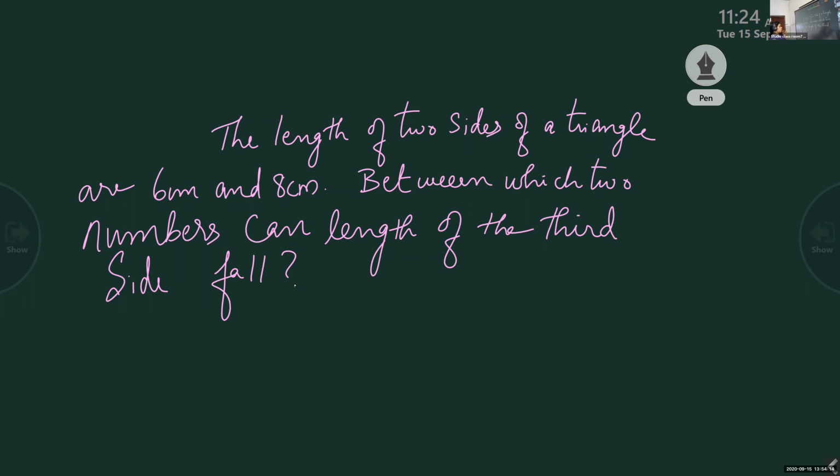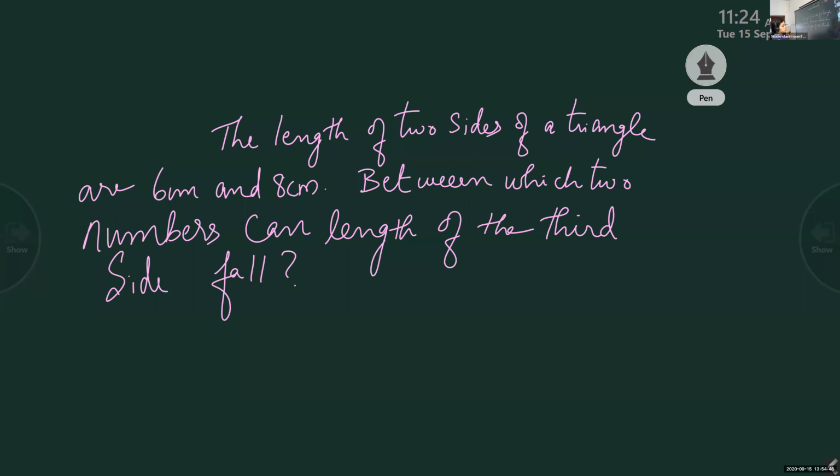The length of two sides of a triangle are 6 centimeter and 8 centimeter. Between which two numbers can the length of the third side fall? What is the meaning of that question? That is, the length of two sides of a triangle is 6 and 8. Between which two numbers can the third side fall? What are the conditions for a triangle?